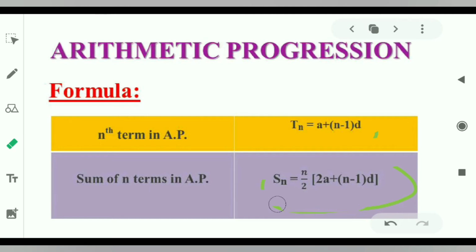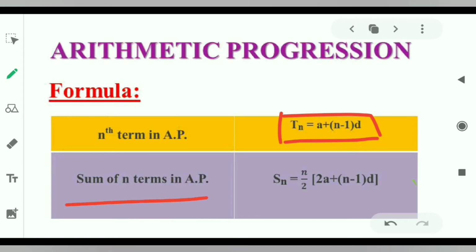Nth term in arithmetic progression AP is given by Tn is equal to a plus n minus 1 into d. Similarly, sum of n terms in AP is given by Sn which is equal to n by 2 into 2a plus n minus 1 into d. Kindly note down the important formulas, okay?